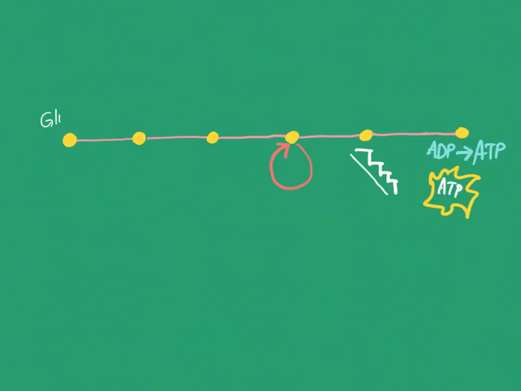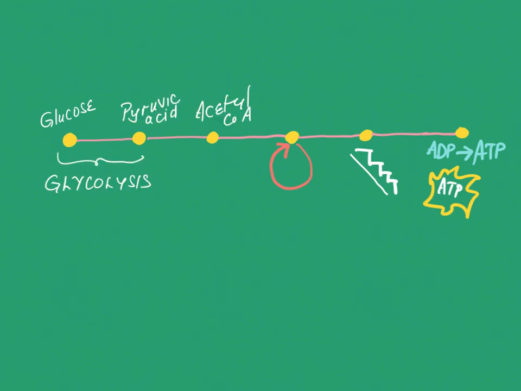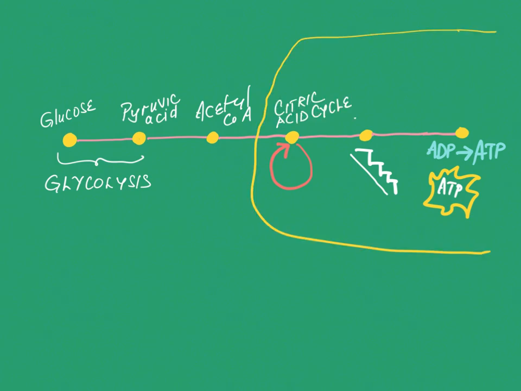Let's review the stages of cellular respiration. We start with glucose, which is converted to pyruvic acid. This stage is called glycolysis. Pyruvic acid is then converted to acetyl-CoA. Acetyl-CoA can now enter the mitochondria, which is shown by the yellow line. Once inside, it enters the citric acid cycle. The next stage is the electron transport chain, which produces energy to make ATP, which is the last stage.